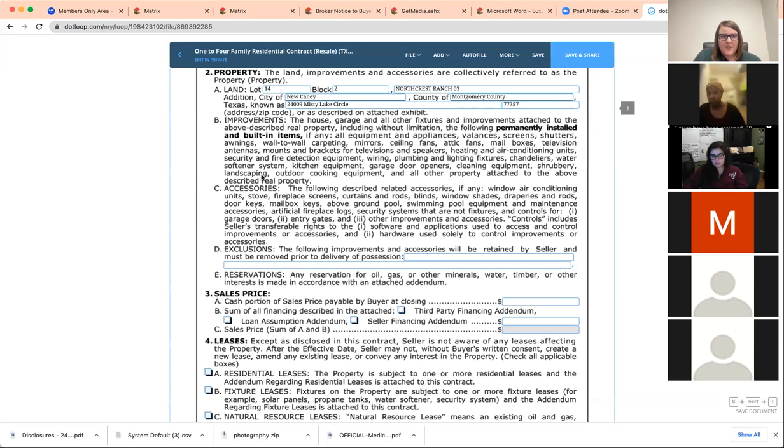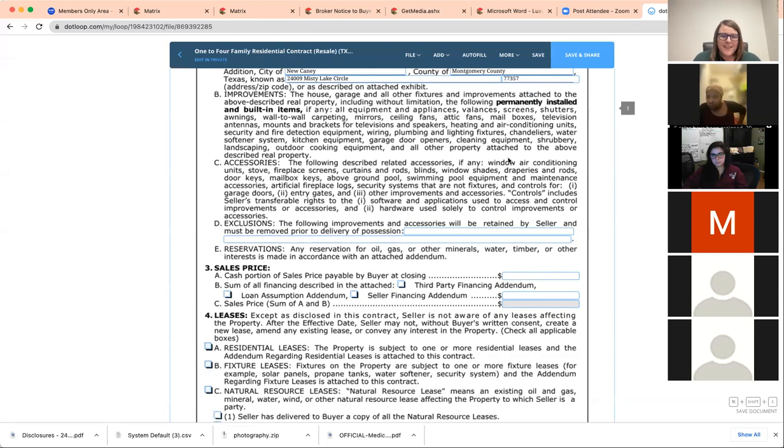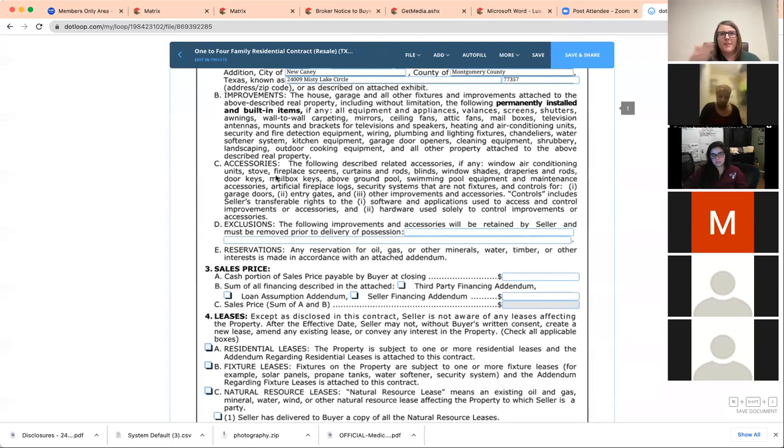Obviously, heating and air conditioning units, security and fire detection, wiring, plumbing and lighting fixtures, chandeliers, water softeners, big one, kitchen equipment, garage door openers, cleaning equipment, shrubbery, landscaping, outdoor cooking equipment, and all of their property. What's funny is this section used to be a lot smaller, and then every year something new gets added because obviously there was a fight about it. Like shrubbery was not always in there, but clearly someone took all their shrubbery, which makes me laugh. But it is in there. So make sure on both sides that you're aware of that for the walkthrough.